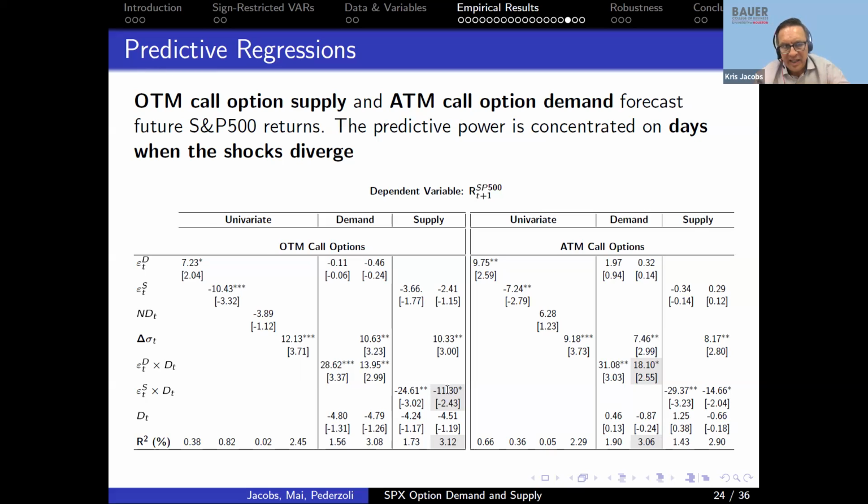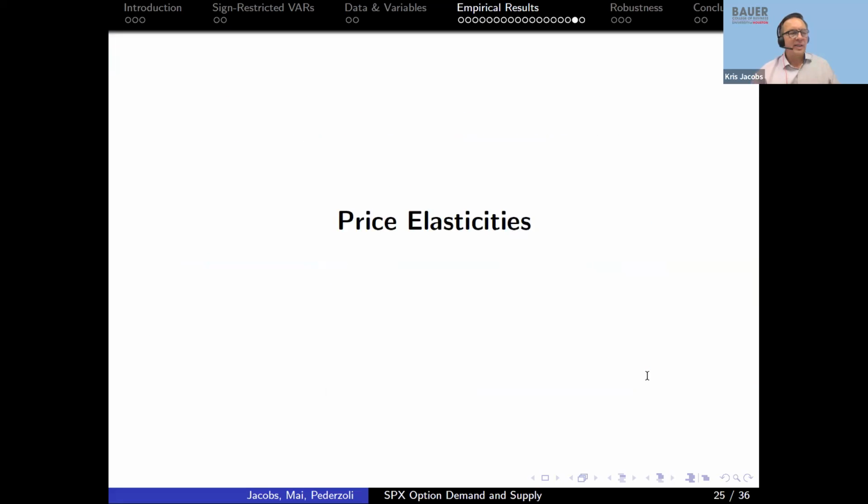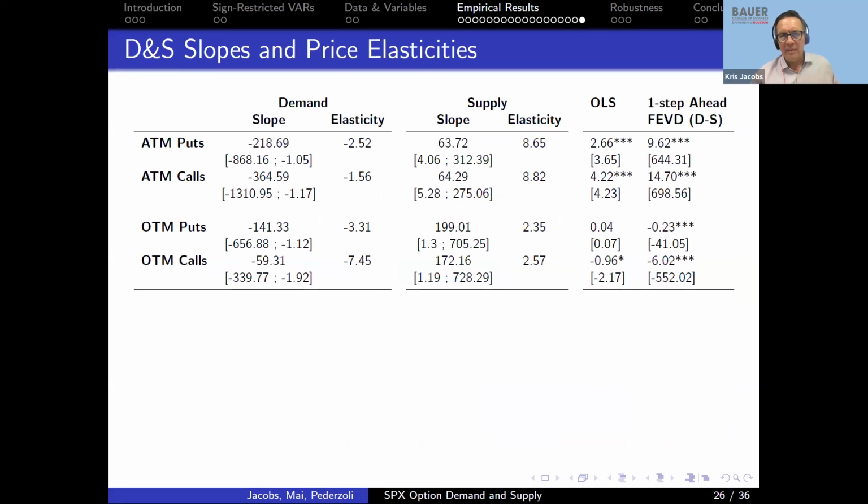So what you see is that in the case of the out of the money call options, it's your supply variable that helps you a little bit to improve your forecast, whereas in the at the money market, it is the demand variable. Again, consistent with the intuition that we had before. All right, I'm rapidly running out of time. Price elasticities. Okay, very quickly.